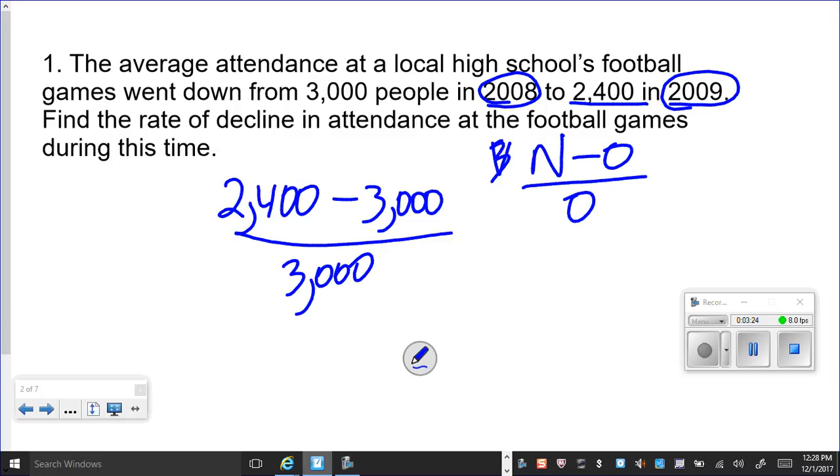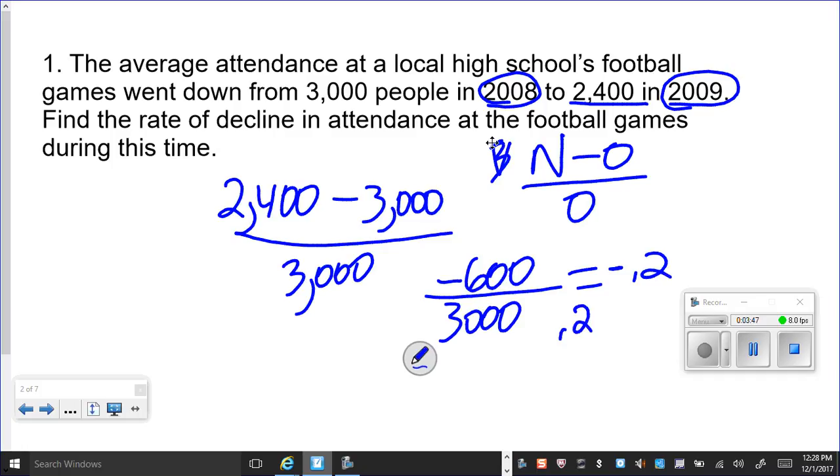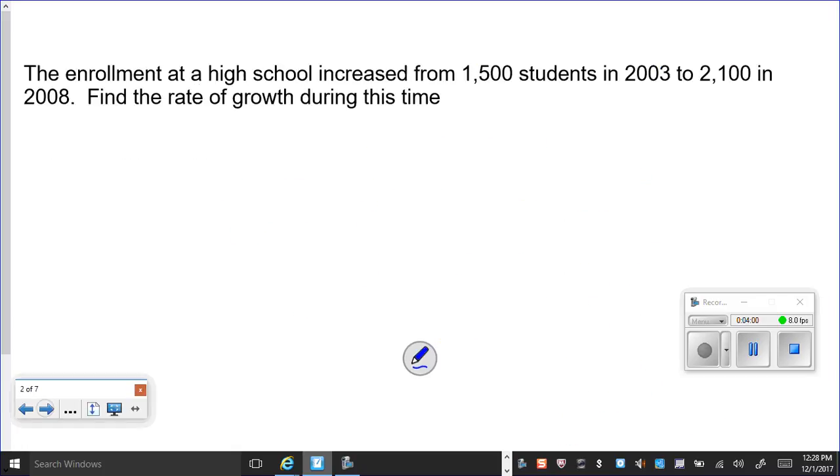All right, and 2,400 minus 3,000 is negative 600. It's important that you keep that negative in front because that's going to help you with rate of increase or decrease. 600 divided by 3,000 is going to give you negative 0.2. Now we have to change this decimal into a percent. You change the decimal into percent by moving twice, so that's going to be a 20% decrease. That was a 20% decrease. All right, let's move on to the next problem.